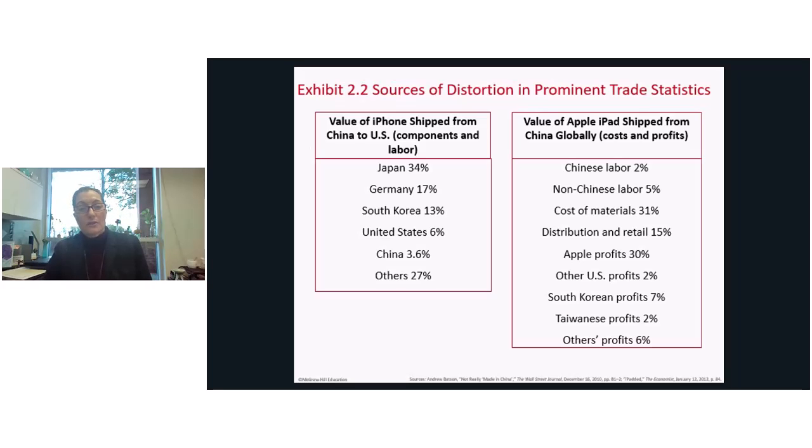All right, sources of distortion in prominent trade statistics, right? So the value of the iPhone that's shipped from China to the US, right, that includes components and labor, is made up of this constitution. The value of the iPad that's shipped from China is made up of this in terms of costs and profits. Apple gets 30%. Chinese labor accounts for just 2%. Cheap labor, that's why they're outsourcing to China.